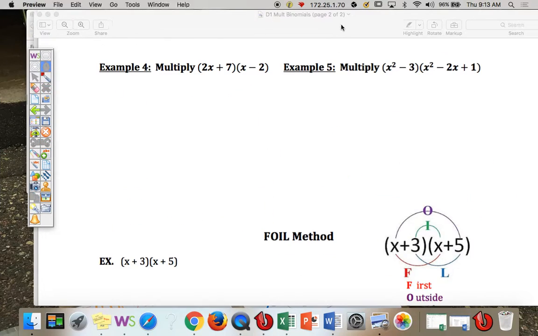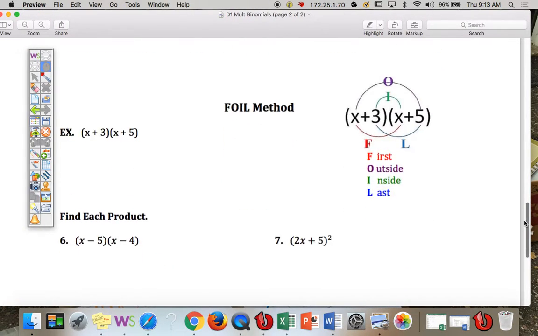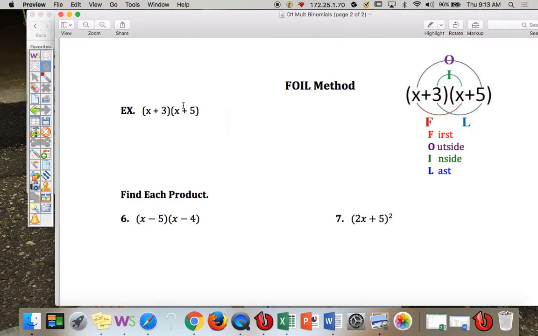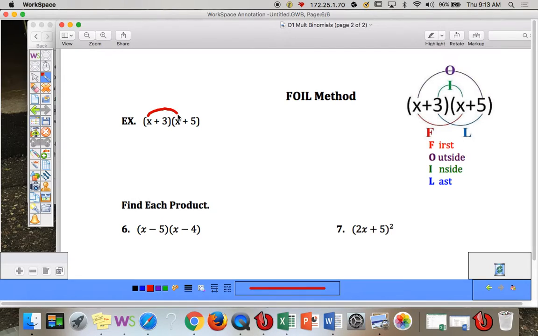Okay, another method for multiplying this out without the box is called FOIL. It stands for first, outer, inner, last. So let's do that for this first example. F is first. You multiply the first 2 terms. X times x is x squared. O stands for outer terms, or outside, which would be x times 5. That's 5x. I stands for the inner terms, 3 times x, which is 3x.